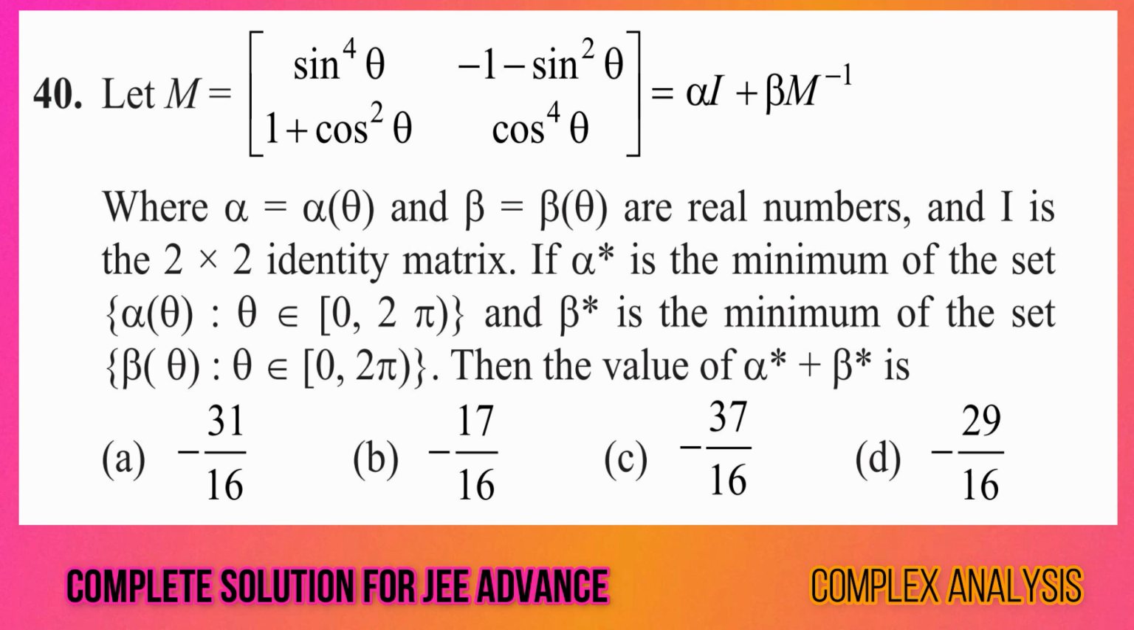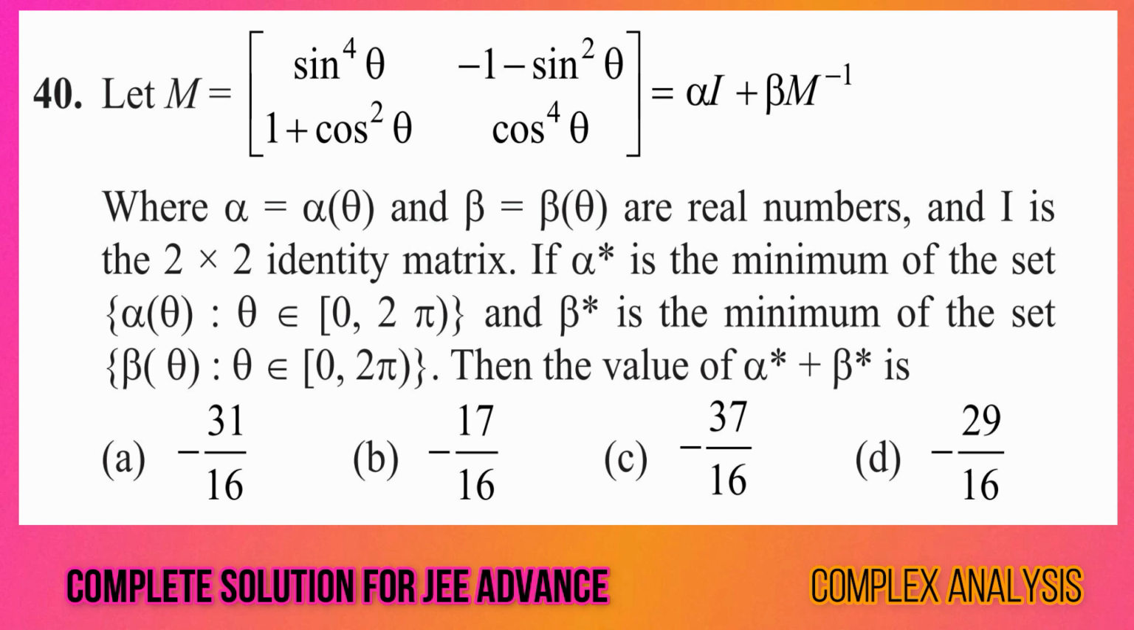In order to get the value of alpha star plus beta star, we first have to define the matrix and its equal terms, take our restriction on the interval, and then apply the concept, and we will get an easy solution. So now let's get started with today's solution.